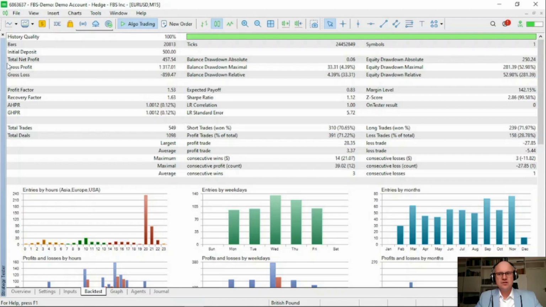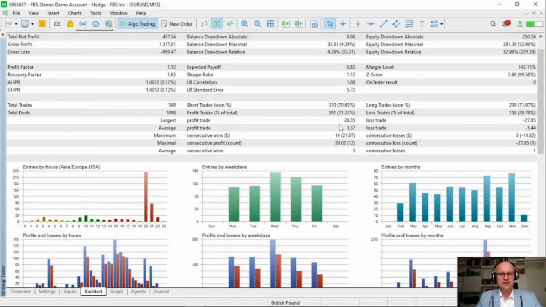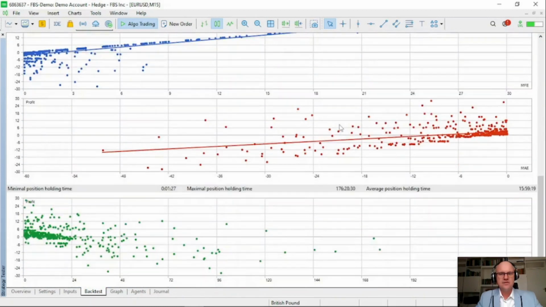On the backtesting results, we can see a total net profit of $457.54. However, it did have a very large equity drawdown of $281.39. It did have a profit factor of 1.53. However, you can see a very high margin level of 142%. Even though it was only entering or opening new series during those hours, you'll see it entered a total deals of over 1,000 of them.